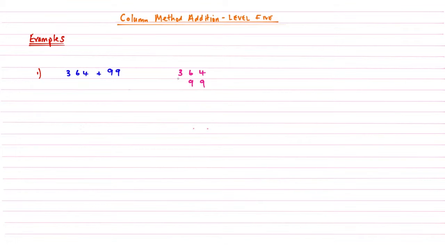Now what that does is that creates a space underneath the 3, and that's because there's no hundreds to add from the 99. So this is either left blank, or we can add a 0 to signify the fact that there's no hundreds. For this example, let's just leave the 0 in there. Then we'll add our add sign, and then we'll add our lines. And then we'll go about answering this question in the usual way by adding up each column.